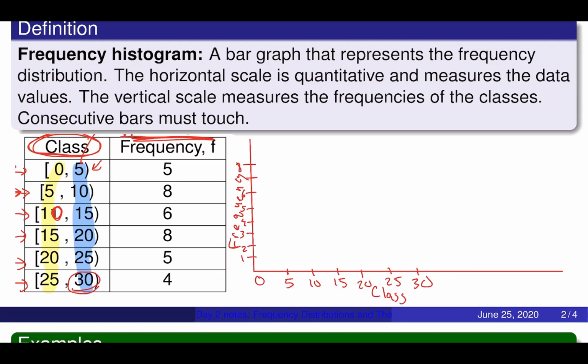All right. So let's get a different color so that we can distinguish it. If you look at the first class that we have, it is from 0 to 5. So from 0 to 5, we have a frequency of 5. That means we start off at 0, we go up to 5, we go over, and then come back down on 5. So you go up, and you come back right down.